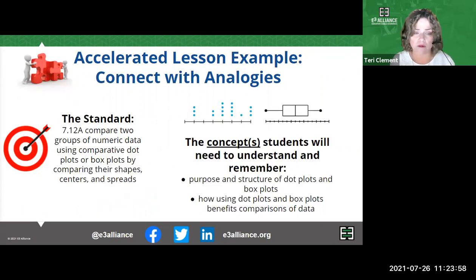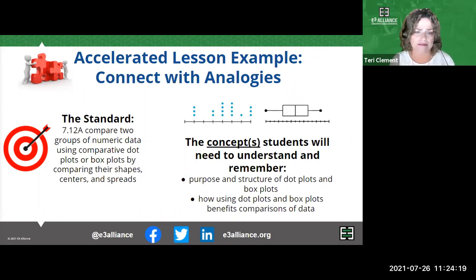The example I'm going to walk through is for 7.12A, another 7th grade math standard. It was on the list. So again, I've done a big study of the whole course. This is one of the standards that students would demonstrate to be successful in this course and beyond.